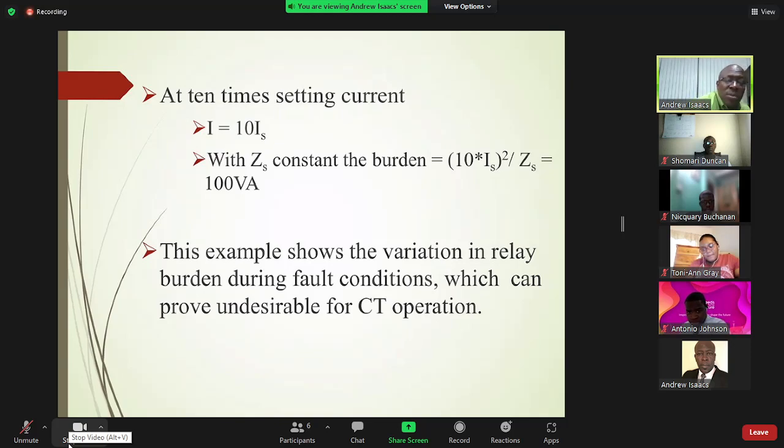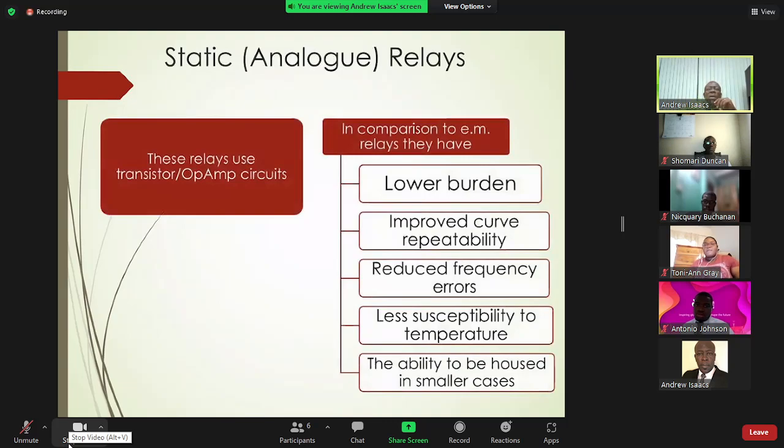Okay, so next we talk about static relays. We have just dealt with the electromechanical, and we have been talking about it quite a bit. A lot of what I have said is repeated material. Now we want to move to your static relays. On the static, we want to start by referencing your analog relays, and these relays would use your transistor and op-amp circuits.